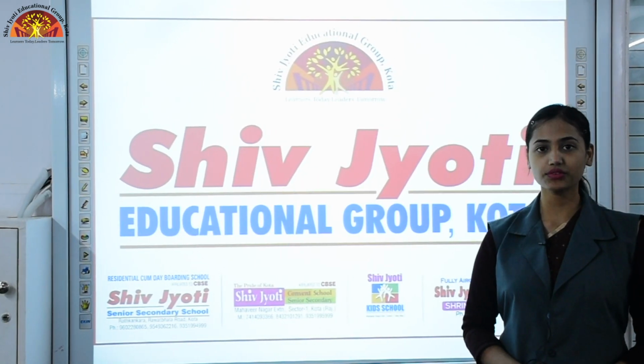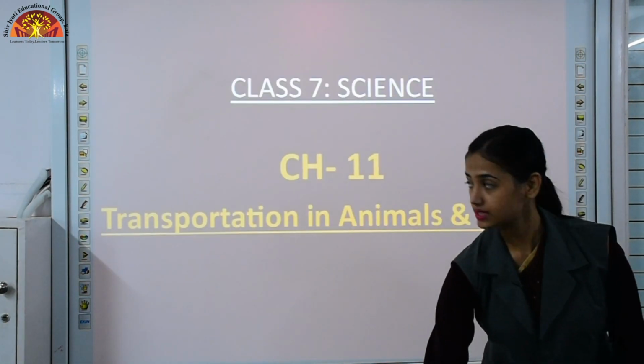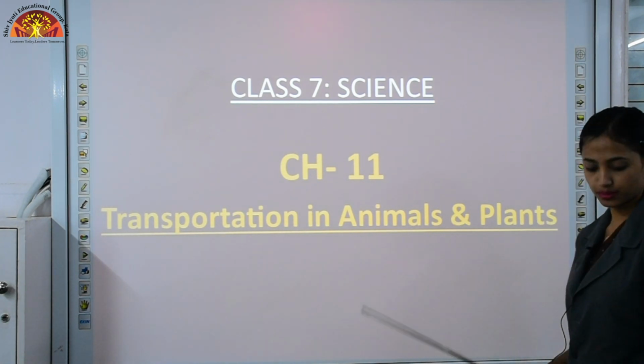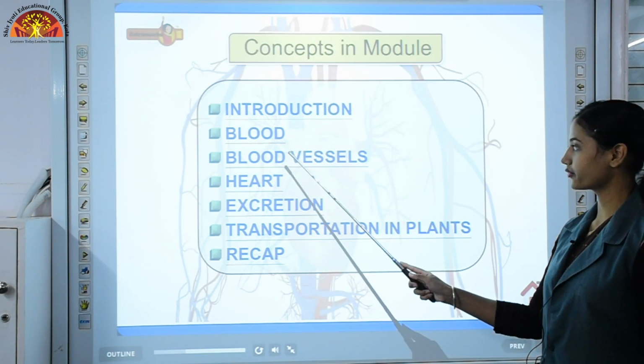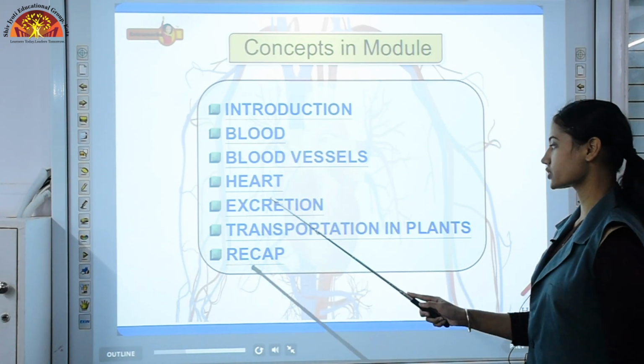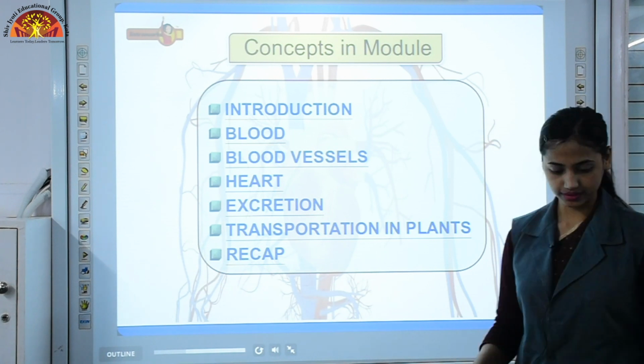Hello everyone, today we will start chapter 11, Transportation in Animals and Plants. The topics which we will cover are blood, blood vessels, heart, excretion and transportation in plants.